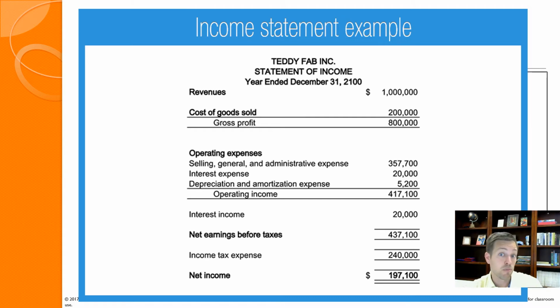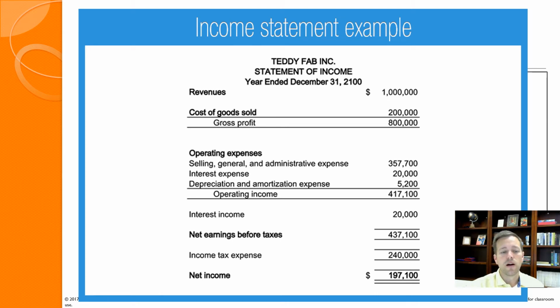So basically, Teddy Fab brought in $1 million. The cost of the company's goods sold were $200,000. So the gross profit looks pretty nice. It's $800,000. Unfortunately, we've still got to subtract some other things. There's selling expenses, general expenses, administrative expenses, that's $357,700. There's an interest expense that they are including here. We could do that after we calculate the operating income, but it's okay to go ahead and subtract that out now because the net income numbers are going to be the same.